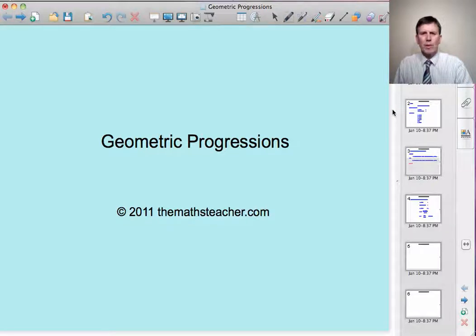Hello and welcome to a lesson on geometric progressions. In this lesson, we'll define what a geometric progression is, we'll identify the parameters that characterize a particular progression, and we'll derive formulae for finding the nth term, the sum to n terms, and the sum of an infinite number of terms. Once we've done all that, we'll tackle a range of questions typical of those found on A-level exam papers on this topic.